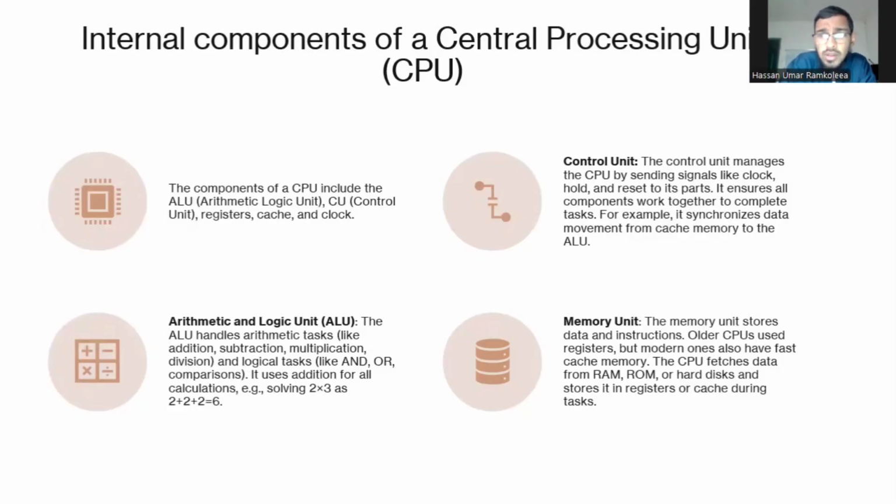And next we have the memory unit. It stores data and instructions, and older CPUs use registers. Modern ones also have fast cache memory. The CPU fetches data from ROM or hard disk and stores it in its registers or cache during a task.